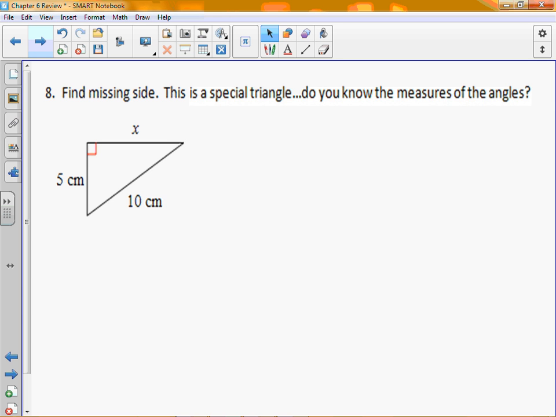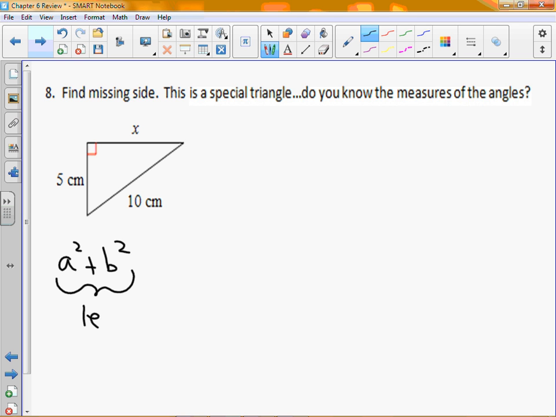Guys, the Pythagorean theorem only works when you put A and B as the legs. These have to be the legs. The Pythagorean theorem only works when C squared is the hypotenuse.